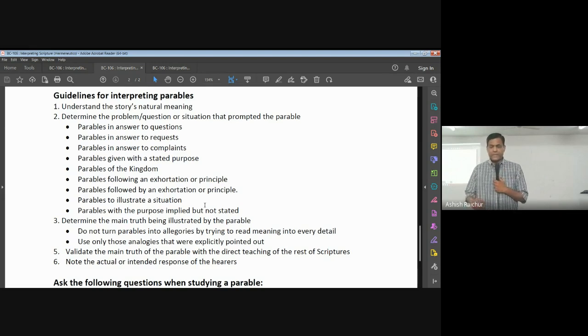Parables sometimes were given with a stated purpose. So Jesus says, this is how it is, and he gives a parable. There are parables of the kingdom, meaning he's specifically saying this is how the kingdom of God operates. So, for example, he said, the kingdom of heaven is like this. There was a man, owner of a vineyard, and he needed some laborers to work in his vineyard.